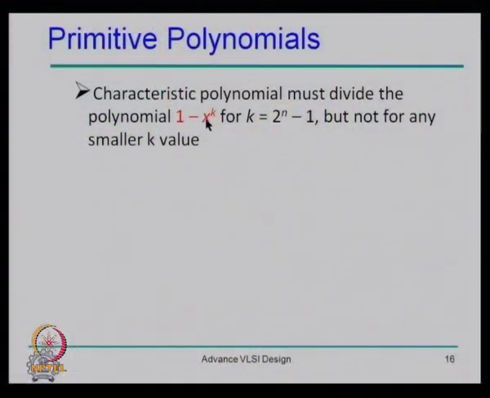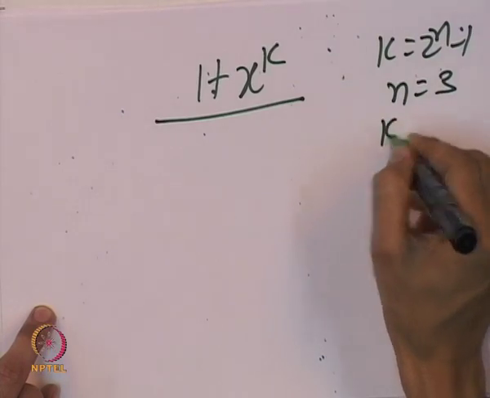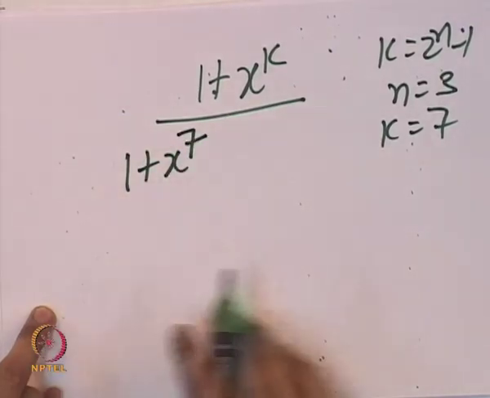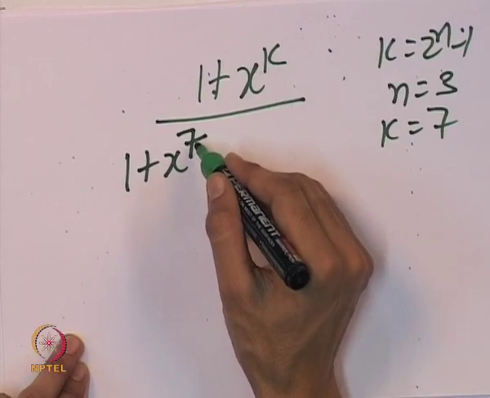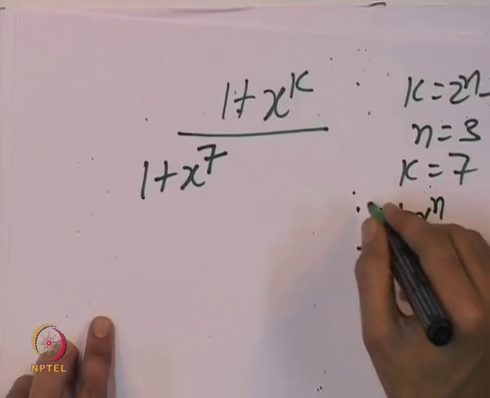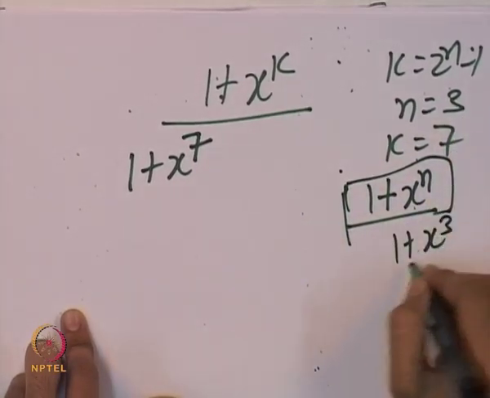So what are the conditions? The condition says that this should be a factor of 1 minus x raised to the power k, or 1 plus x raised to the power k, because it follows the modulo theory, where k is 2 raised to the power n minus 1, and n is the number of flip-flops that we have. Here n is 3, hence k would be 7, because there are 3 flip-flops I am using. So it should be a factor of 1 plus x raised to the power 7, and it must have 1 plus x raised to the power n as a mandatory term, where n is 3. That means it must have 1 plus x raised to the power 3.